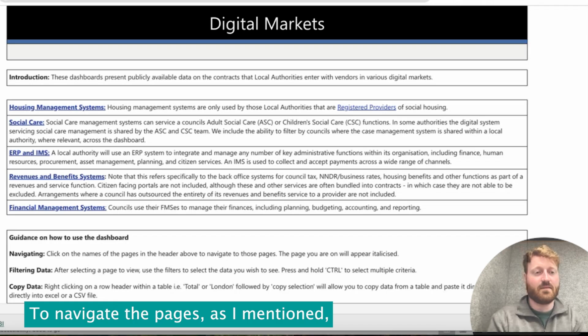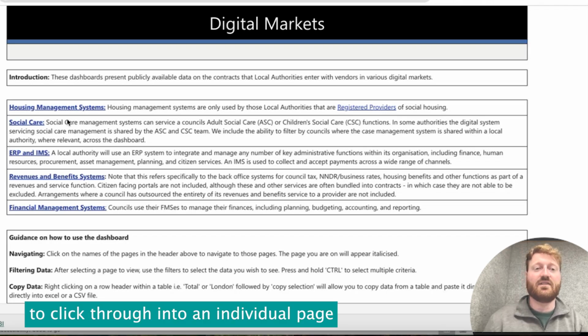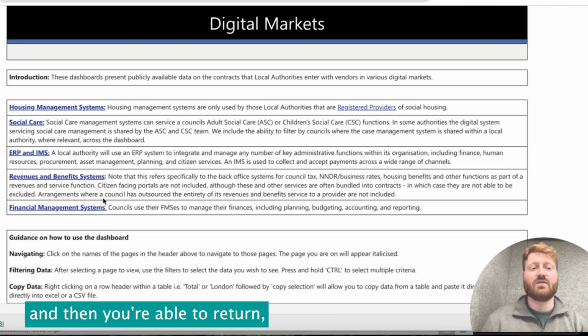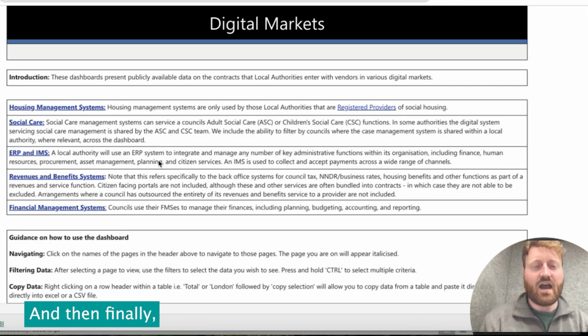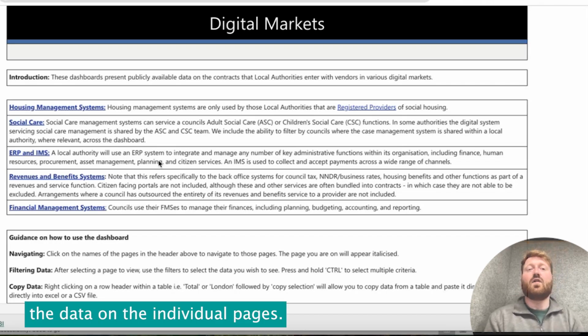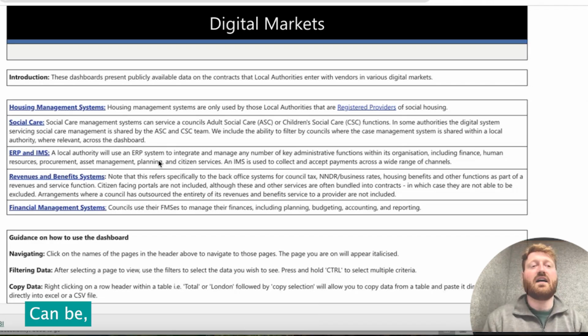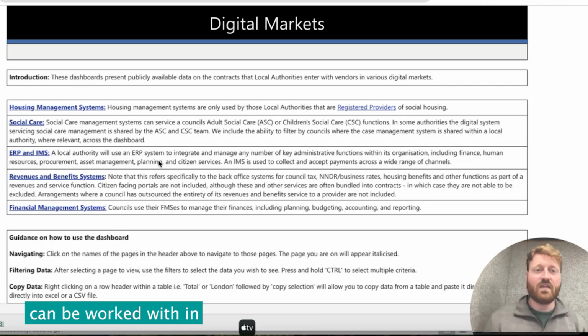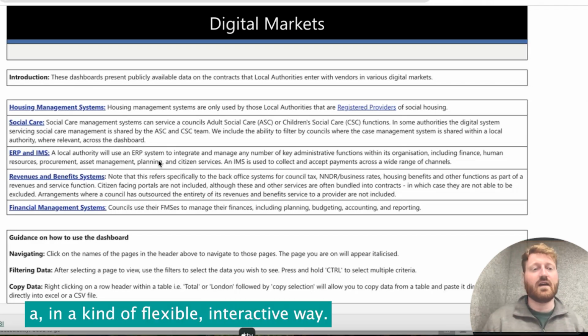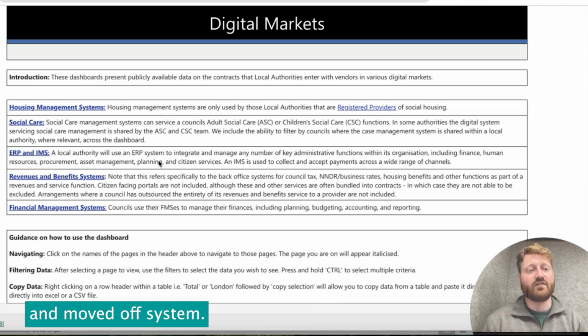To navigate the pages, as I mentioned, you're able to click through into an individual page, and then you're able to return through to this page. And then finally, the data on the individual pages, this is built in Microsoft Power BI, can be worked with in a flexible, interactive way, and it can also be copied and moved off system.